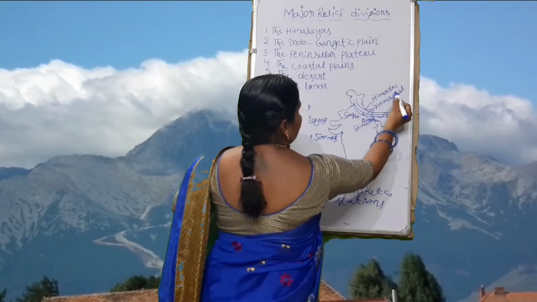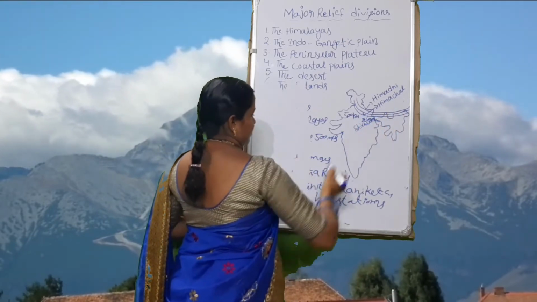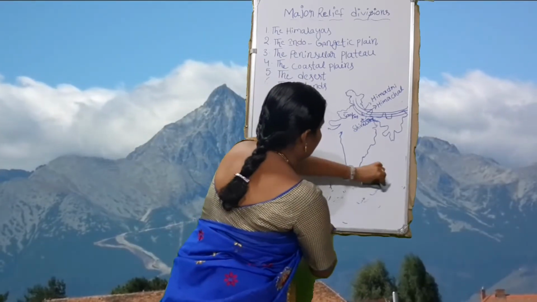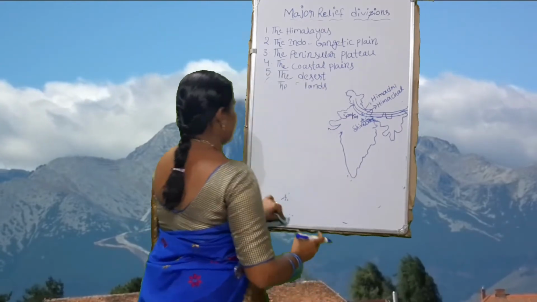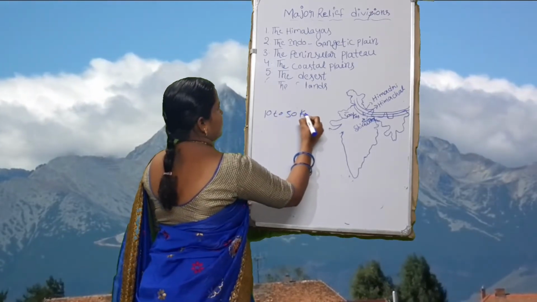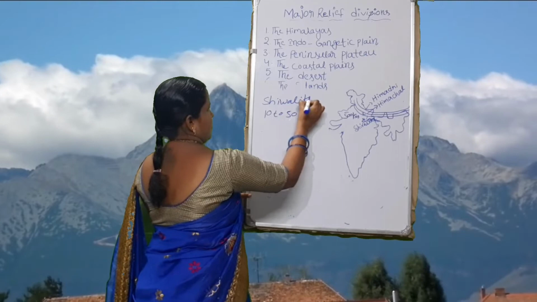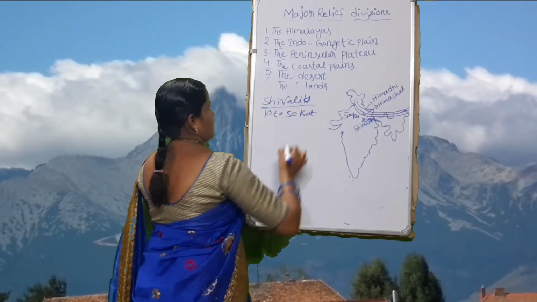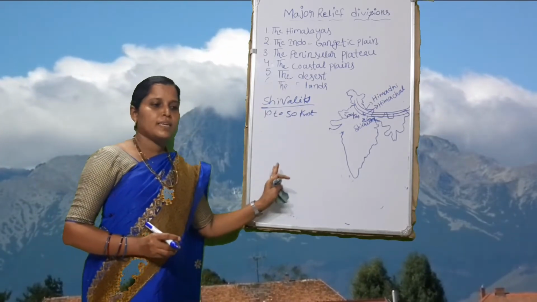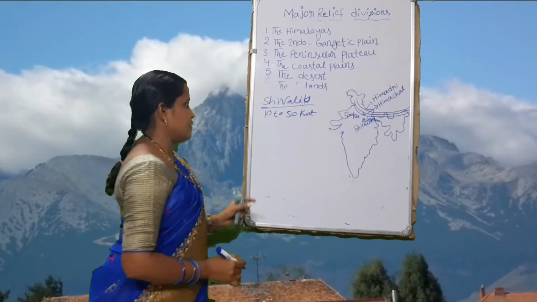This is the Himadri or Greater Himalayas. Second one is Himachal or Lesser Himalayas. Third one is the Shivalik ranges. The Shivalik ranges are also important in the Himalaya ranges. Their width is 10 to 50 kilometers. There are so many hills in the Shivalik ranges, called by different names in different states.